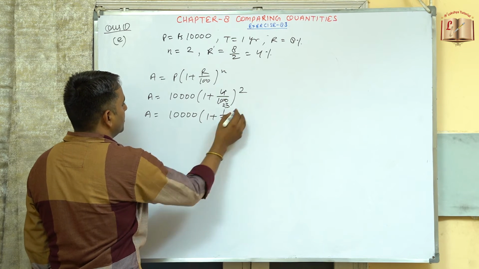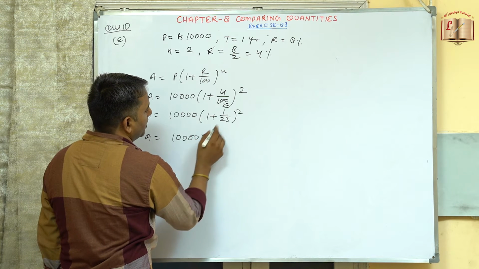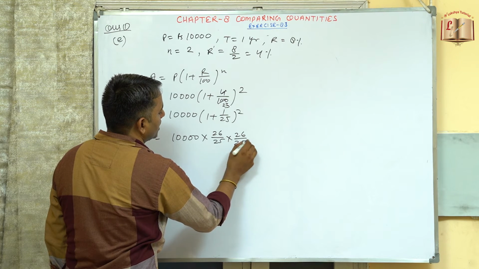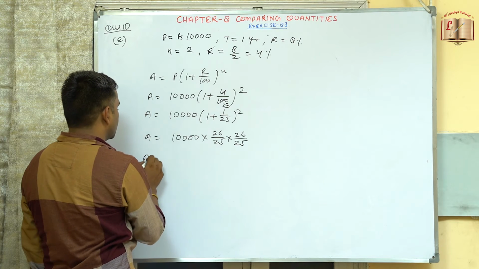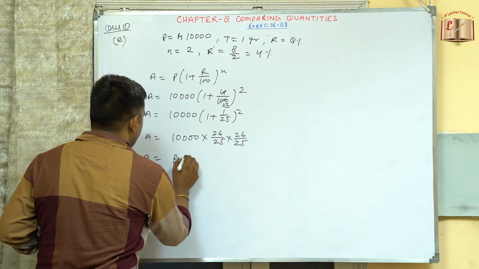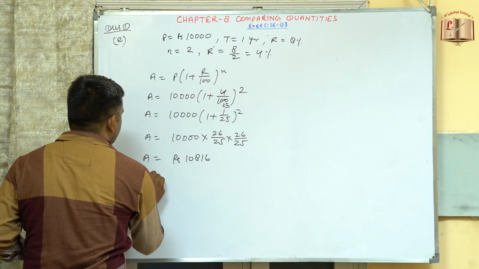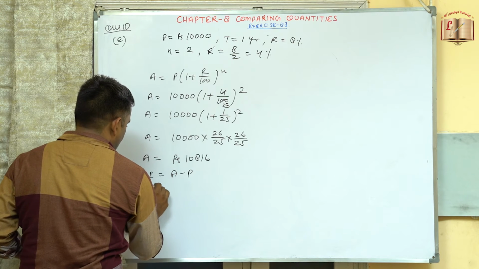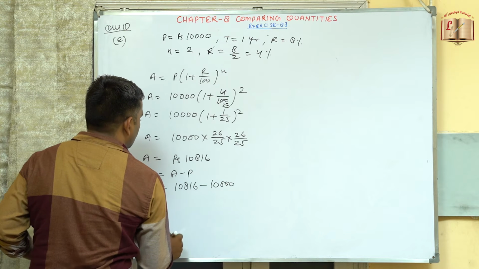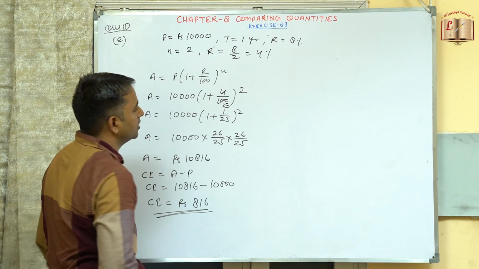So now this can be solved, power 2. So A equals 10,000 into 26 by 25 into 26 by 25. Now we can solve this. On solving we got A equals rupees 10,816. Now we can find the CI, which will be A minus P. So CI equals A, which is 10,816, minus 10,000. So we got CI equals rupees 816.